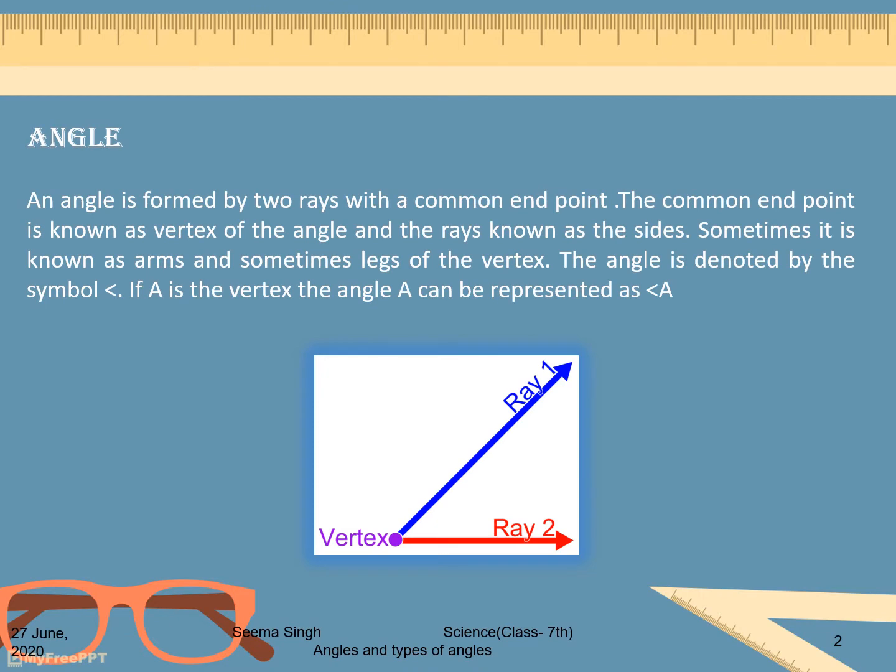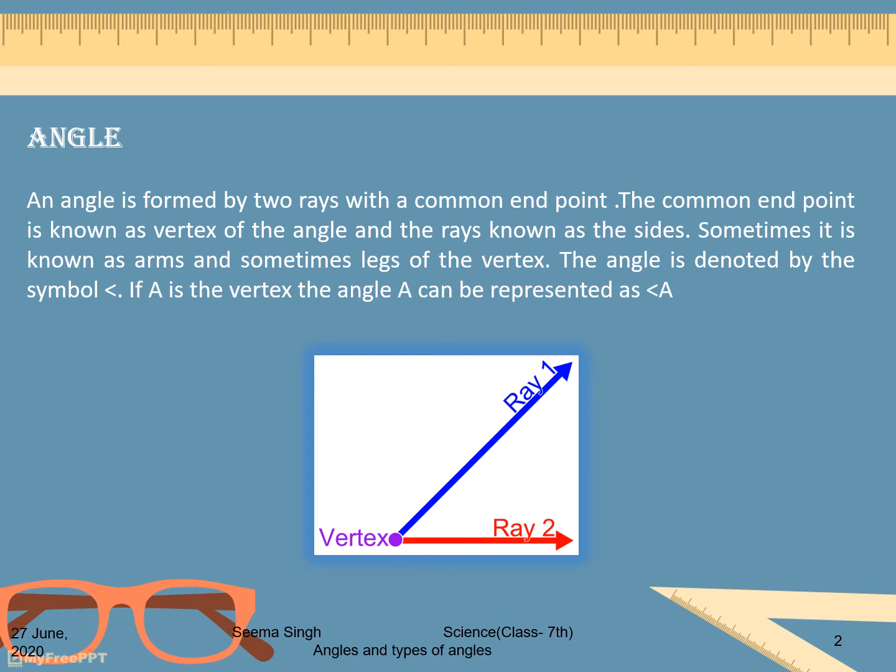Before we go and understand what are the various types of angle, that is how do we classify the types of angle, we need to understand what is an angle. Means how an angle is formed. So in the image you can see here that when the two rays, say ray 1 and ray 2, meet at a vertex, this vertex forms an angle. Let us see how we can define this term angle.